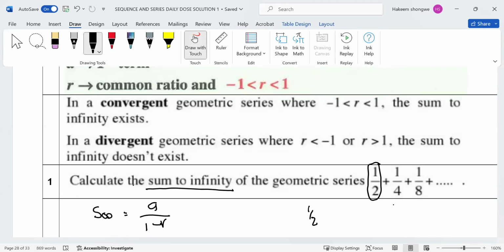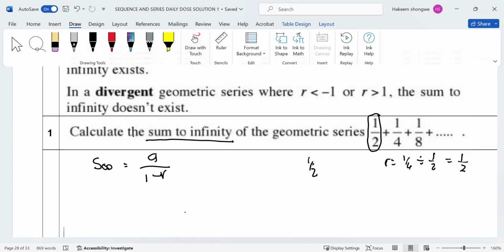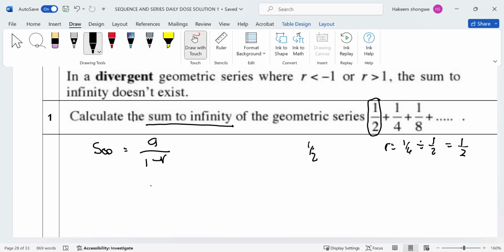So what is going to be my r? It's 1 all over 4 divided by 1 all over 2, which is going to be what? 1 all over 2. As soon as I have a and r, I'm good to go. I'm simply going to take this and substitute it here. You're going to have 1 all over 2, all over 1 minus 1 all over 2. And then you get an answer. We give you 1 mark for substitution, and then we give you 1 mark for the answer. What do you get as your answer? Yeah, and then we're done.